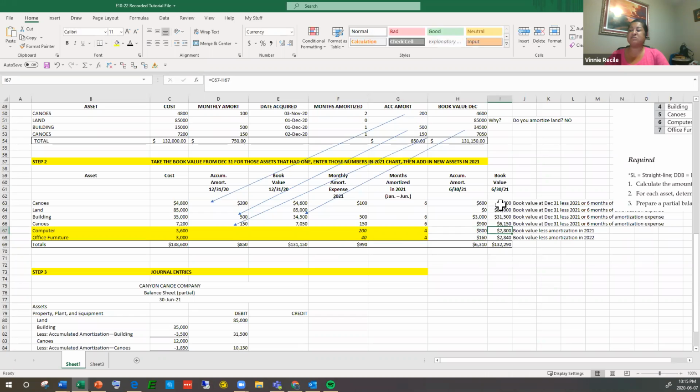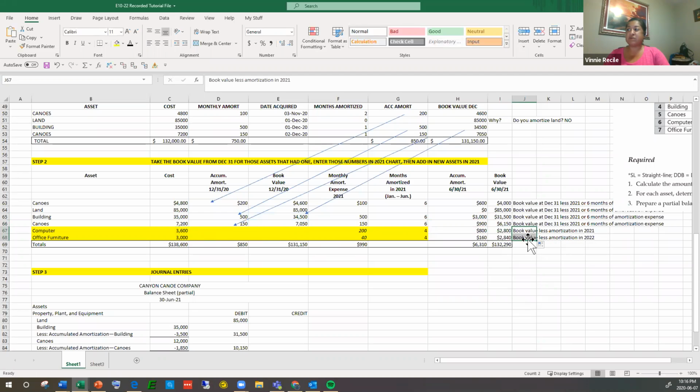Let's get to book value to be sure we understand how this is done. So for the first asset, canoes, I've taken the book value from December 31st and deducted the amortization from January to June. Same thing for this asset, or land, there's none. Same thing for the second, the building, and then the next set of canoes. What have we done for the last two assets? We've used the original cost. Why? Because there was no book value on December 31st. So you're taking the original cost minus accumulated depreciation to calculate the book value.